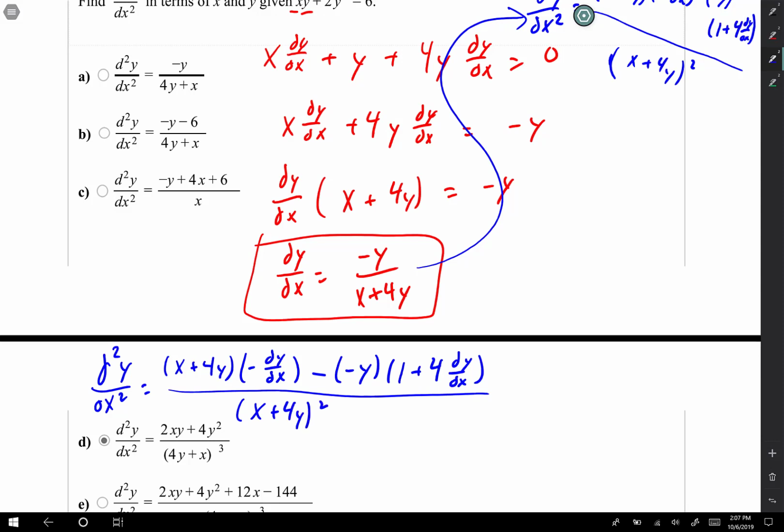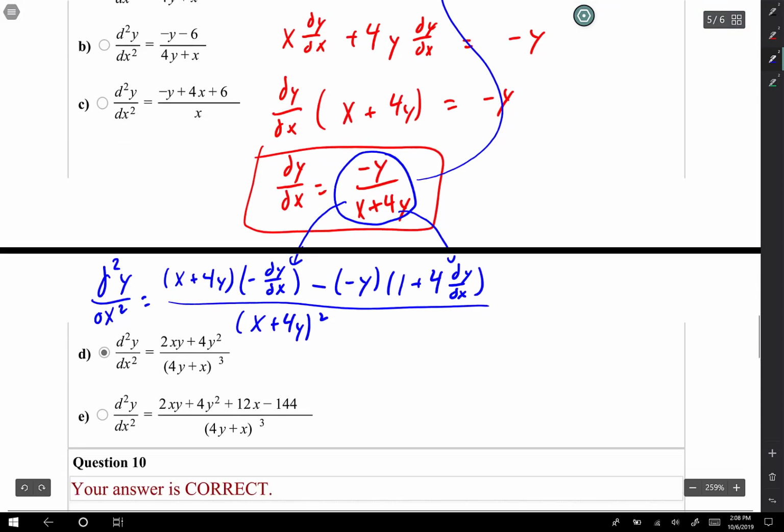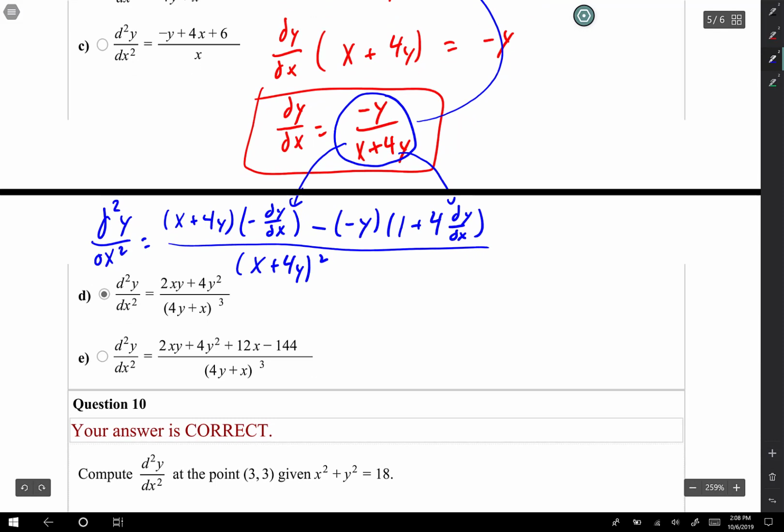Okay, so now what you've got to do, guys, is all algebra. I'm going to replace dy/dx with this guy right here. Bam, that goes in there, and it also goes in there. So let's do that. Let's see, does anything cancel out? No, let's just go right into it. So here we go.